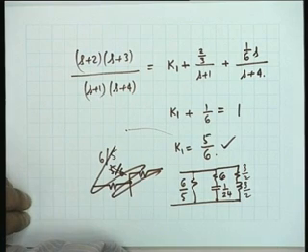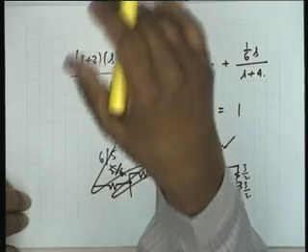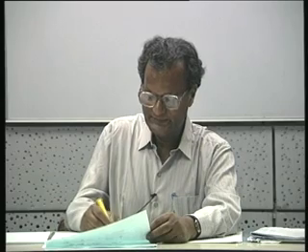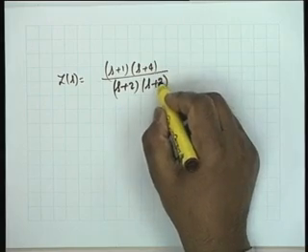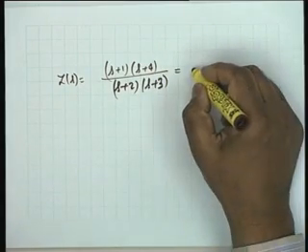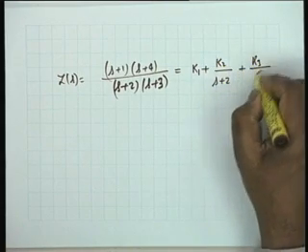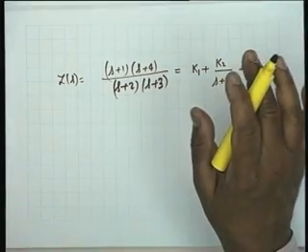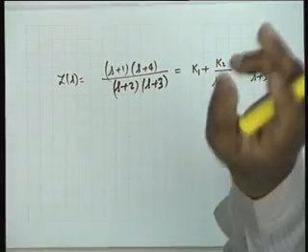Is there an alternative? Can you find an alternative? Another structure? Foster type? Why not? Take the impedance as G of s equal to (s plus 1)(s plus 4) divided by (s plus 2)(s plus 3), and expand like this: K1 plus K2 by s plus 2 plus K3 by s plus 3. Will this work? Why should K2 be negative?